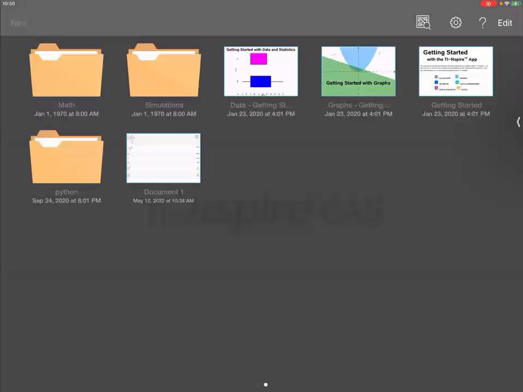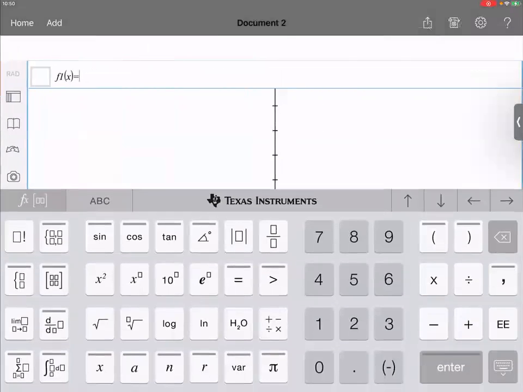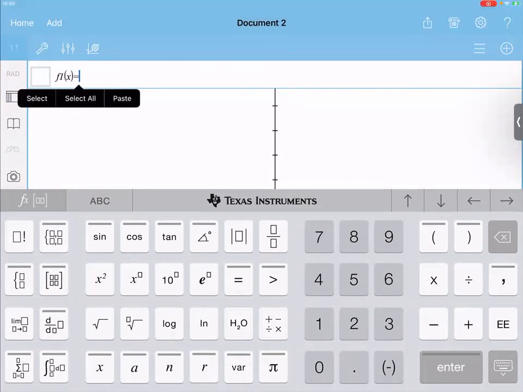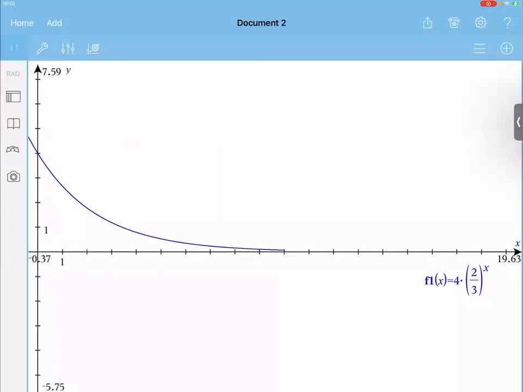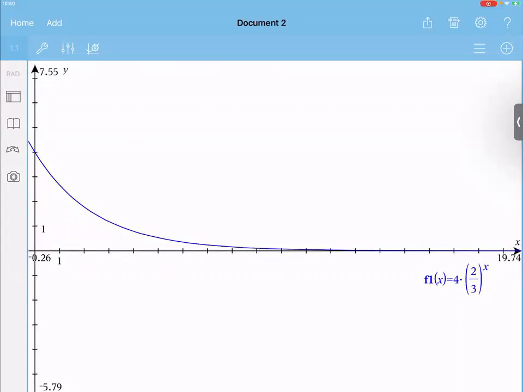What does it mean? It means that you may have a number that starts with 4, but then the r value is, let's say, 2 over 3, sorry, 2 over 3, and that's less than 1. And then the power is going to be the x. Can you see that it is a decaying exponential function?